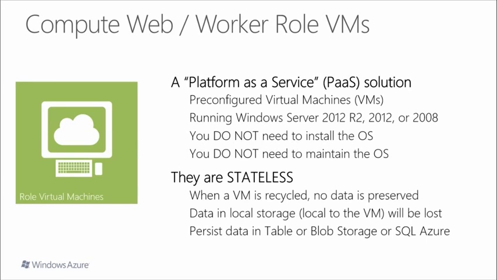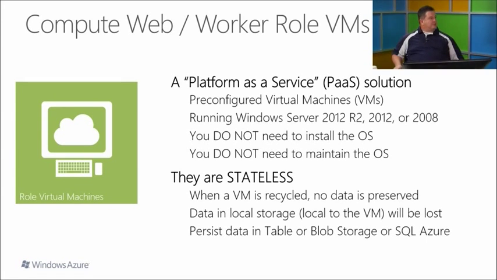Or heck, what about this? We don't have Linux web and worker role VMs. But what if you wanted to have an Apache web server? You didn't want IIS. Well, why do I need IIS at all? I want Apache. So I'll take a worker role, script the install of Apache at role startup time, and now we've got an Apache server running in a cloud service, right? So pretty cool.